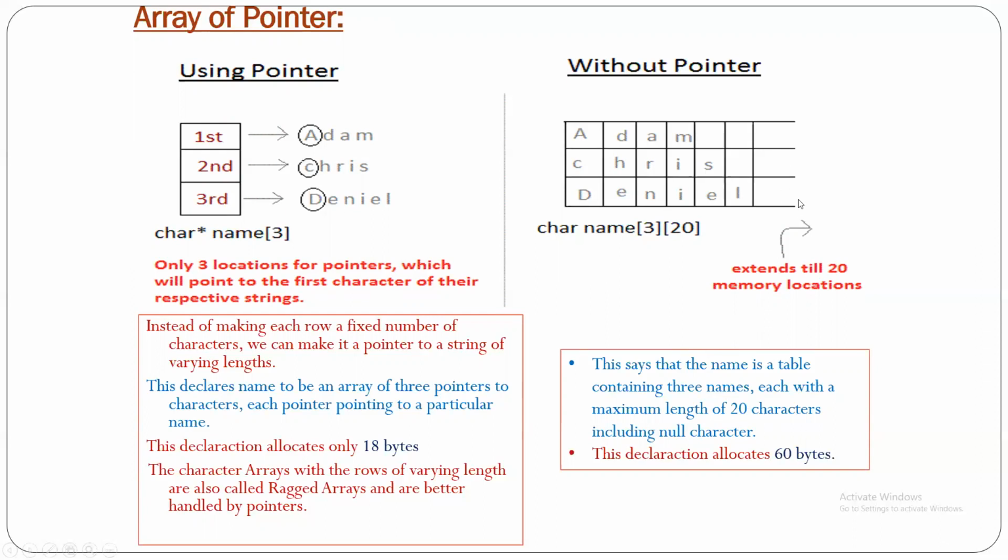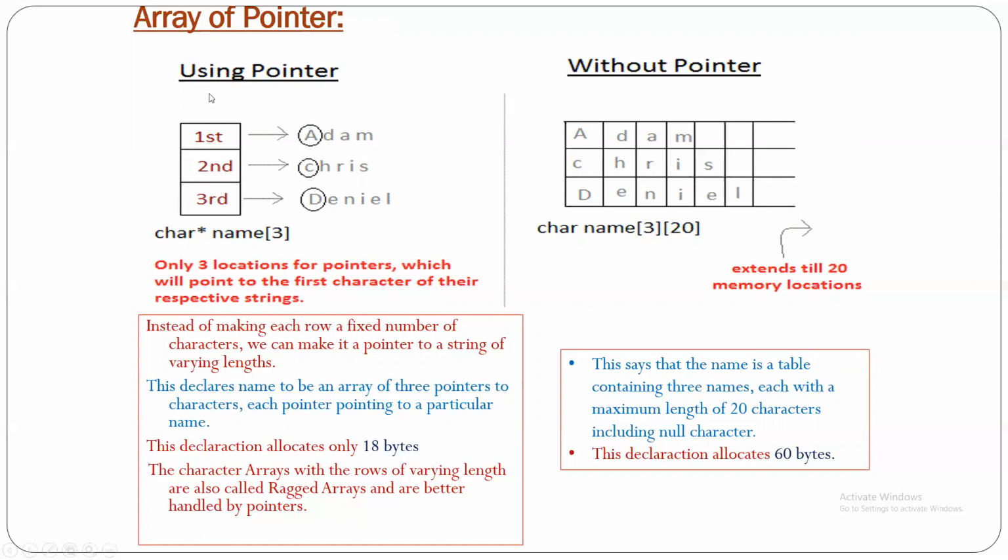The remaining bytes are totally wasted. See, this says that name is a table containing three names, each with a maximum length of 20 characters, including the null character. So this declaration will allocate 60 bytes of memory. लेकिन यहाँ पर total 60 characters नहीं है, right? So the remaining characters will be wasted and it will be inefficient, right?